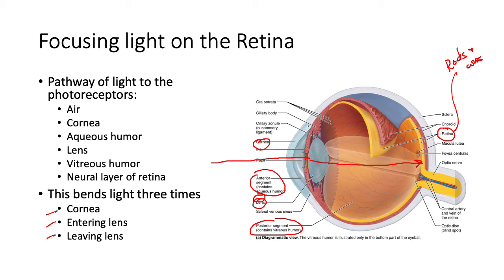And what's important is that every time there are three areas, the cornea, when it enters the lens, and when light leaves the lens, that light actually is bent. So when light travels through different media, light bends.